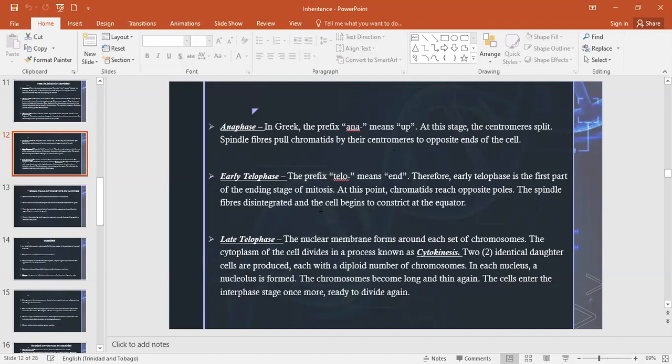And then after that, now you have 2 end stages. So you have early telophase and late telophase. Telo means end, so hence the reason they've named it telophase, because it's the phase of the end. So it is the first part of the ending. This is where your chromatids will reach the opposite ends and your spindle fibers will disintegrate. And when your spindle fibers disintegrate, your cell will begin to constrict at the equator, so it's going to begin to pinch. And not only that, the nuclear envelope as well will start to reform.